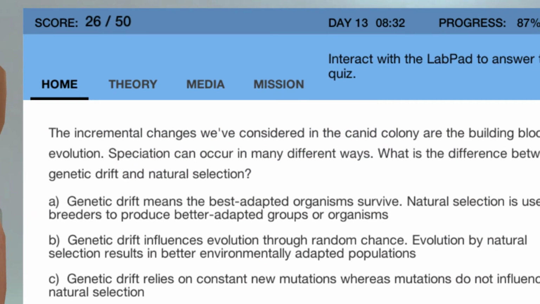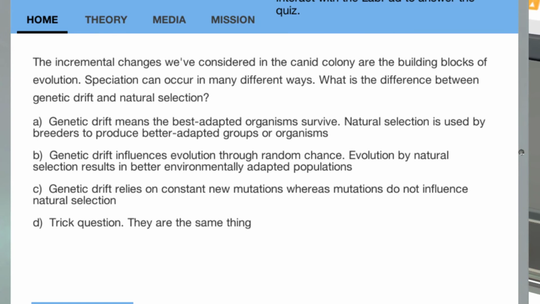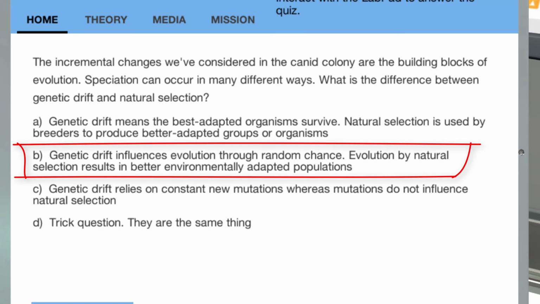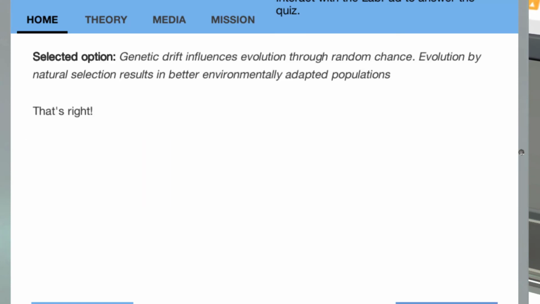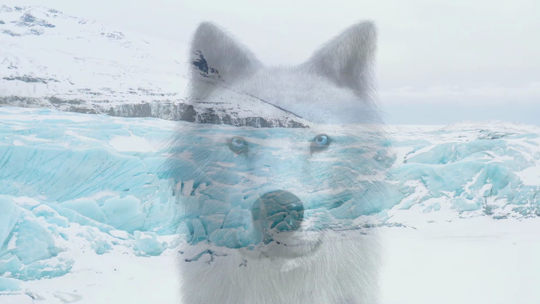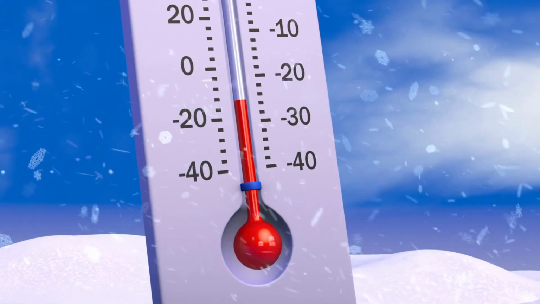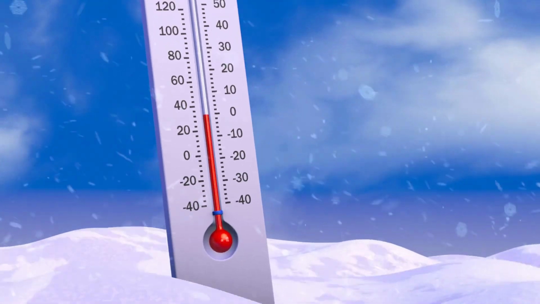The incremental changes we've considered in the canid colony are the building blocks of evolution. Speciation can occur in many different ways. What is the difference between genetic drift and natural selection? That's right. These canids result from a change in the climate. Right now Earth is in an ice age, however, the climate will warm in the future. What do you think would happen when the climate changes?